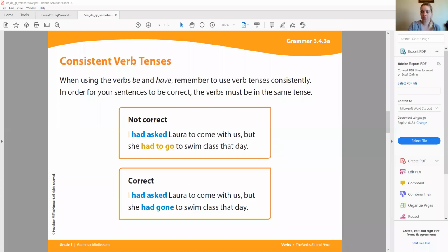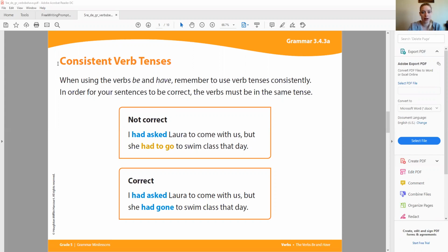Okay, like I said, today we're going to be talking about those consistent verb phrases. When using the verbs be and have, remember to use verb tenses consistently. In order for your sentences to be correct, the verbs must be in the same tense. So if it's in present tense, it has to be in present tense. If it's in past tense, it has to be in past tense. So they have to match up.